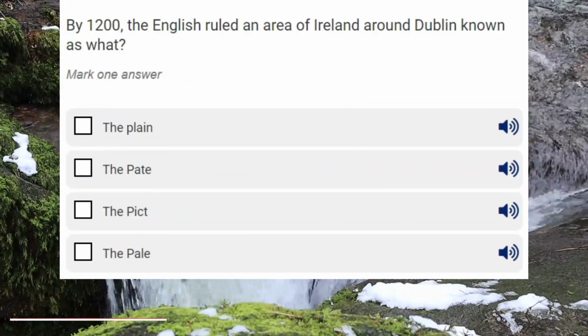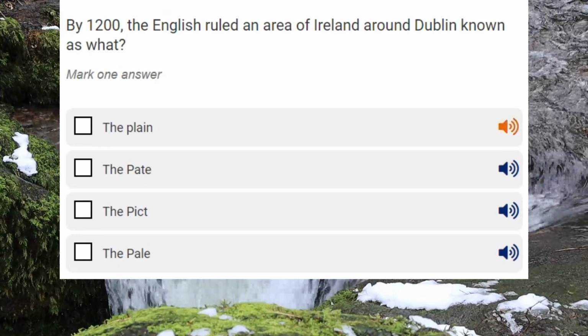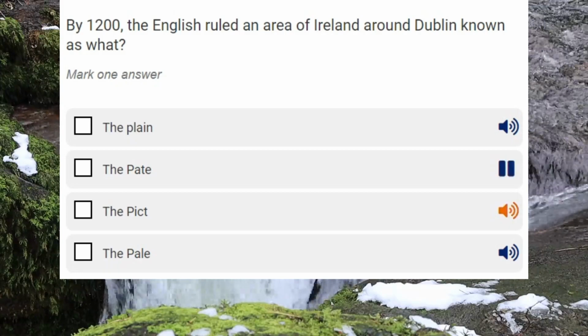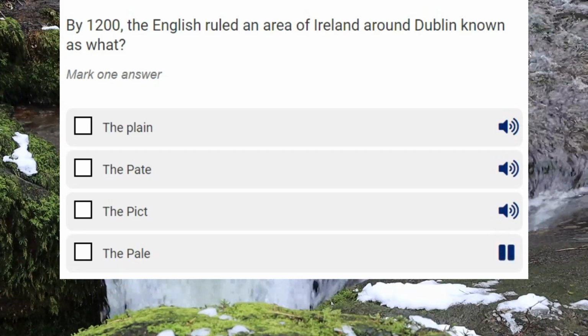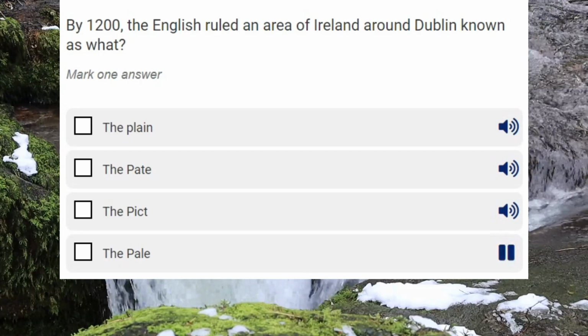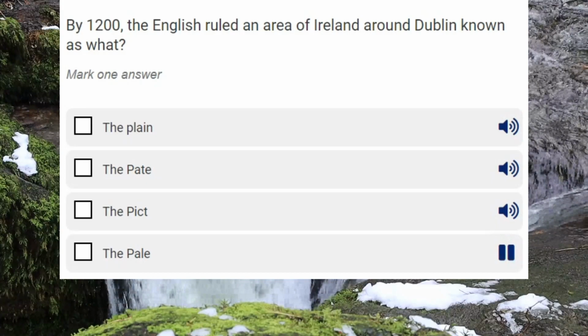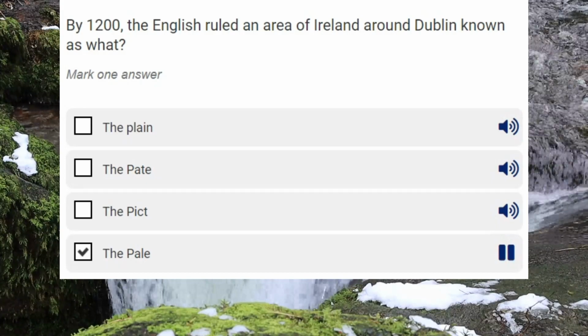By 1200, the English ruled an area of Ireland around Dublin known as what? The Plain, the Pate, the Pict, the Pale. The correct answer is the Pale.